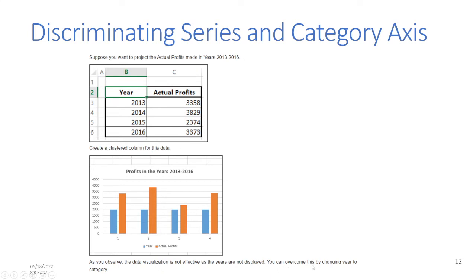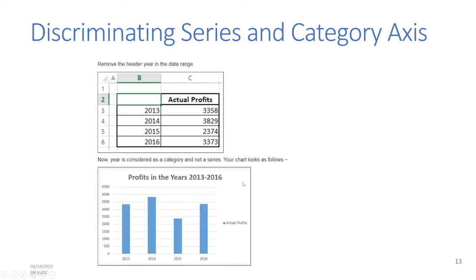You can overcome this by changing year to category. So remove the header in the data range. Now year is considered as a category and not a series. Your chart looks as follows. So we have here now the year.